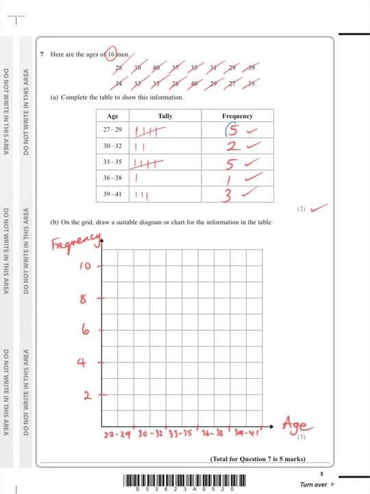So we have a frequency of 5 for the first interval. Let's see what we'd have here. Frequency of 5. The next one will be frequency of 2.